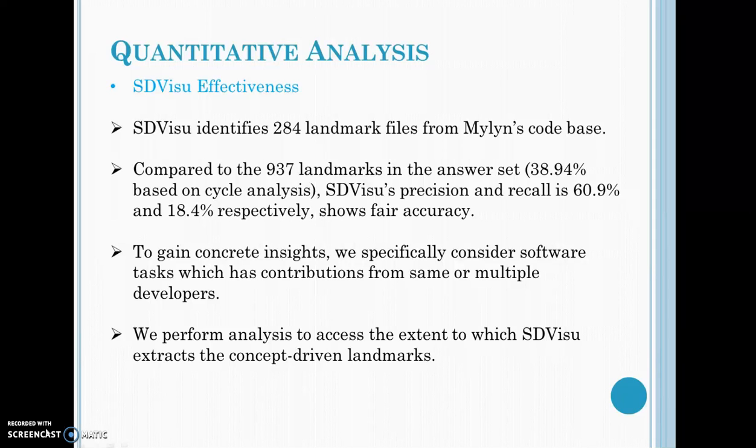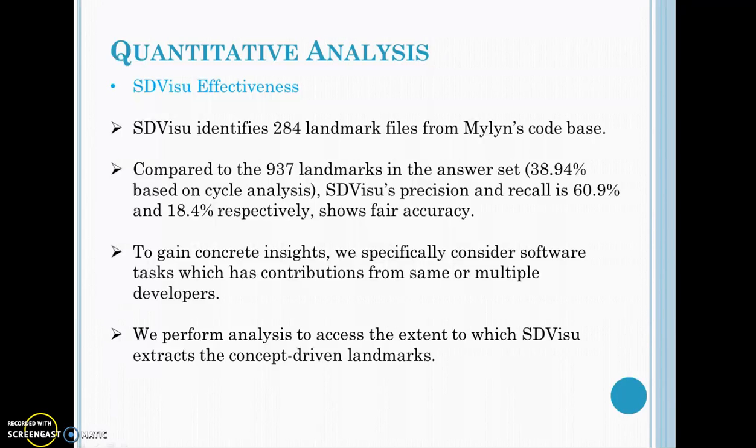Following the centroid-based and size-based heuristics, our tool SDVisu identifies 284 landmark files from Mylin's codebase, compared to the 937 landmarks in the answer set. SDVisu's precision and recall are 60.9% and 18.4% respectively. This shows that SDVisu is fairly accurate in recognizing the navigational landmarks, but its result coverage needs to be improved.